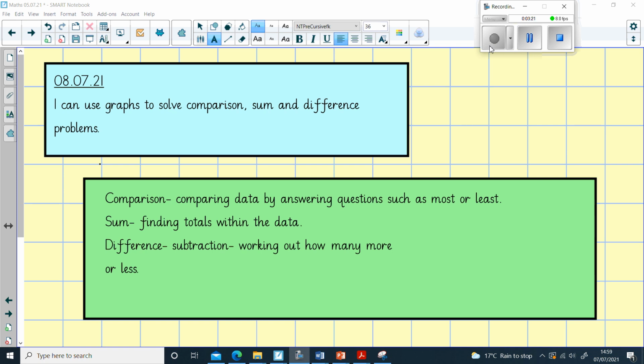If you're asked to find the sum, that's when you have to find the totals within the data. So it might ask you to find the sum of the red and the yellow, so you're going to add those together. And then difference is the opposite. You might need to do some subtraction to work out how many more or how many less. And you could subtract or you could count on. So let's have a look at some examples.